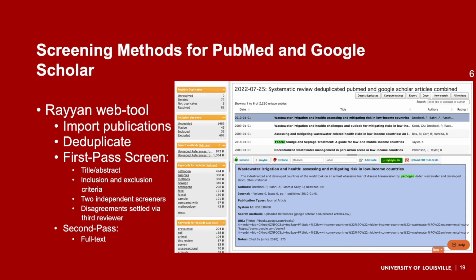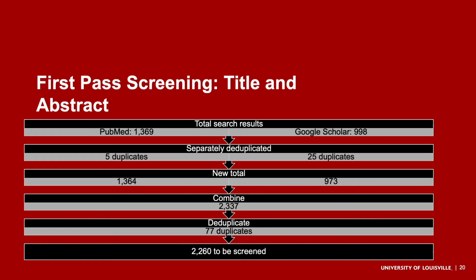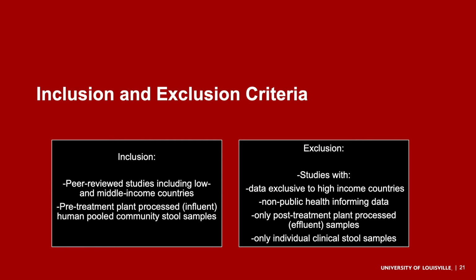We deduplicated our search results from PubMed and Google Scholar separately, and then again after combining those 2 deduplicated lists. This gave us a grand total of 2,260 publications to be screened. Here are our inclusion and exclusion criteria. To break it down simply, we wanted studies from low and middle income countries, not high income countries. And we wanted studies with data that public health officials would potentially use, as the aim of our review is to promote the use of wastewater-based epidemiology in low-resource settings.